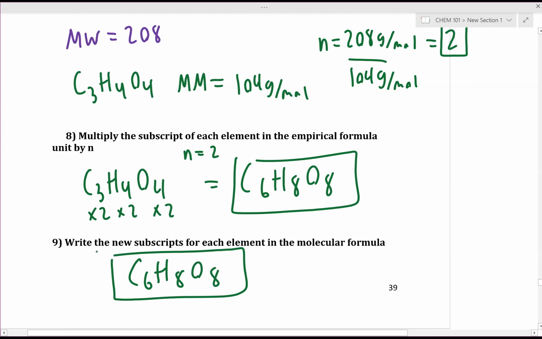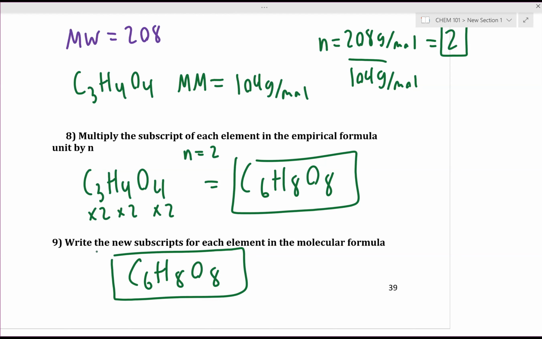And all we have to do in the end is write out each of our new subscripts for our molecular formula. So this is the step-by-step guide and procedure to go from mass percent all the way to the molecular formula. And this is what you'll be expected to do on exams.